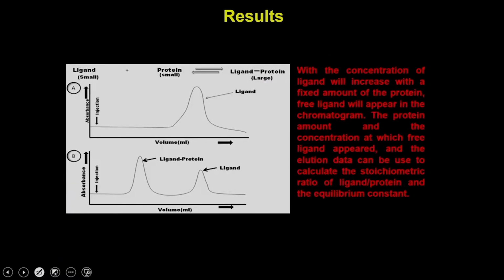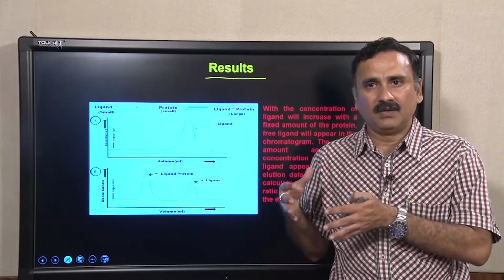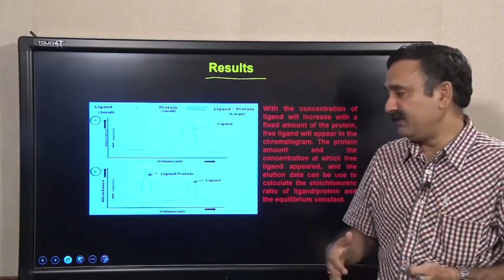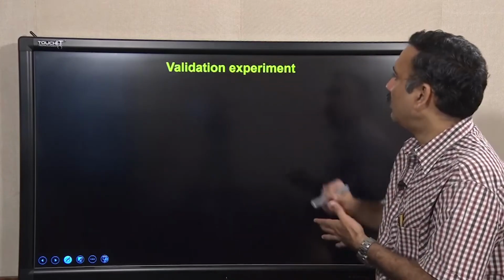Now, what is the result you are going to get and how to validate it? In the absence of protein, the ligand is going to run separately, and when you add the protein, the ligand is going to form a complex with the protein and run as a separate peak. But how do you verify whether the protein-DNA complex is a real complex or a non-specific complex? You have to do verification experiments. Now, how to do validation experiments? Validation experiments can be done in two ways.